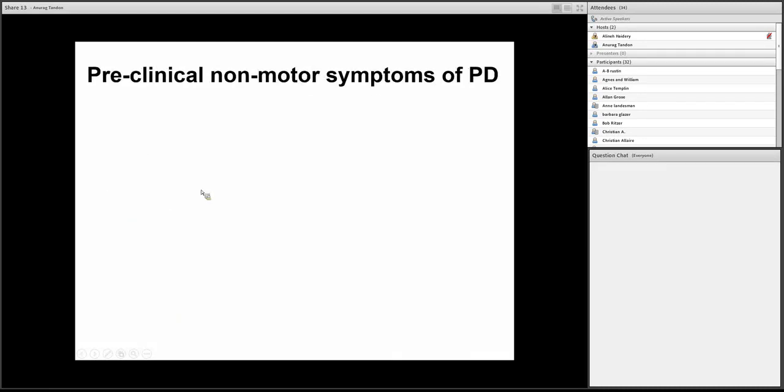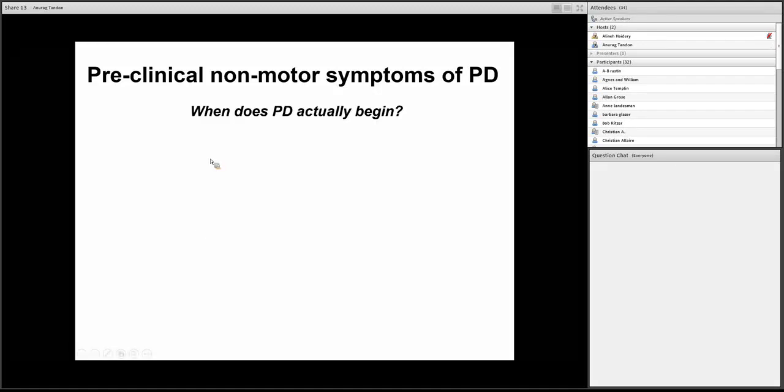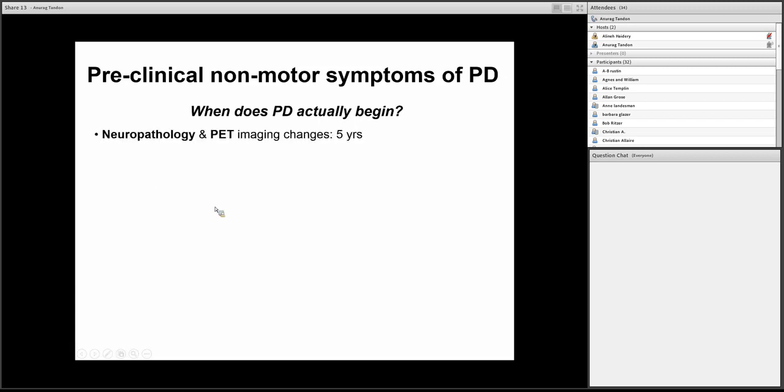Now, we can look at some of these aspects by looking back towards the preclinical non-motor symptoms of PD. So the question we can ask is, when does Parkinson's disease actually begin? And we can measure neuropathological and PET imaging changes largely 5 years prior to a person showing up at the clinic with a movement phenotype.